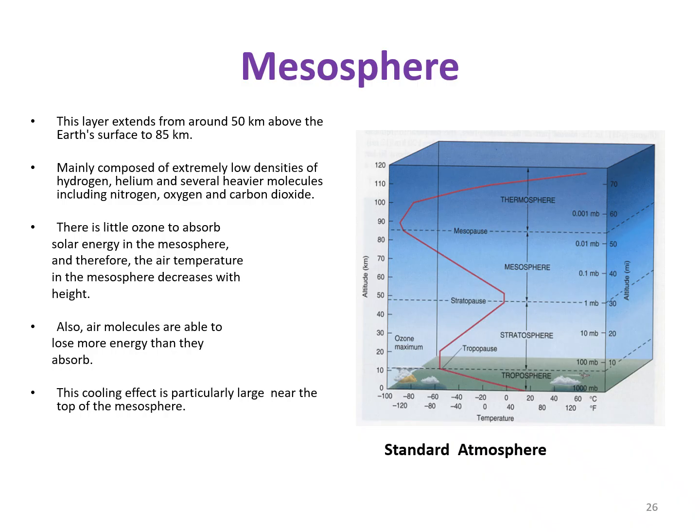Air molecules are able to lose more energy than they absorb, and this cooling effect is particularly large near the top of the mesosphere. So the mesosphere receives less solar radiation than the layers above it, and the air is less dense than the layers below.